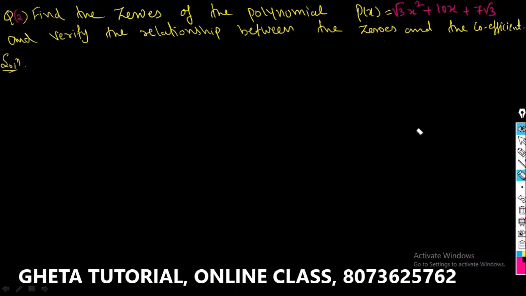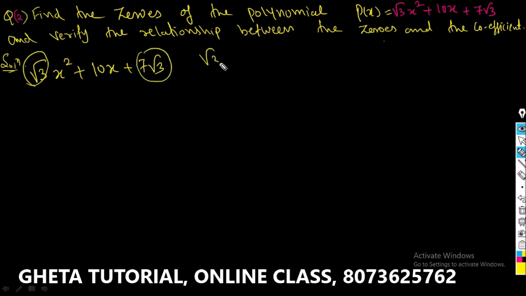Any doubt? The second question: find the zeros of the polynomial p of x equal to root 3 x square plus 10x plus 7 root 3. For that we have to find the zeros and also verify the relationship. So we have the quadratic polynomial root 3 x square plus 10x plus 7 root 3. First, root 3 and 7 root 3 you have to multiply. 7 is as it is, root 3 into root 3 becomes 3, so 7 threes are 21.